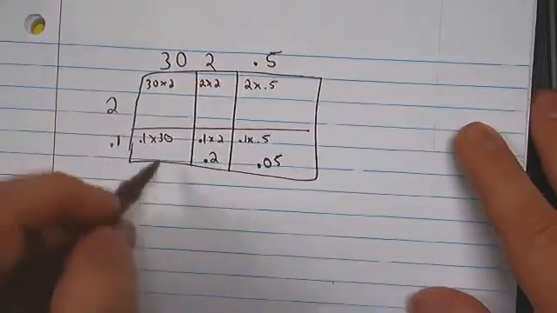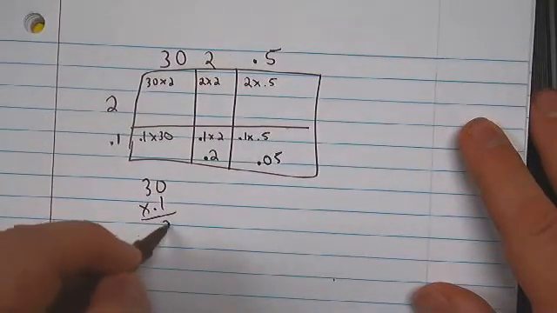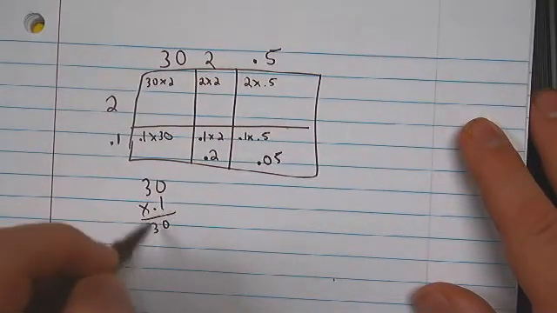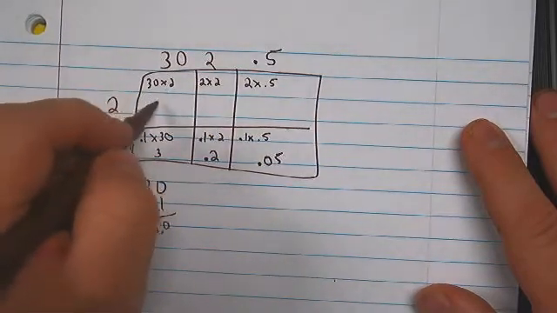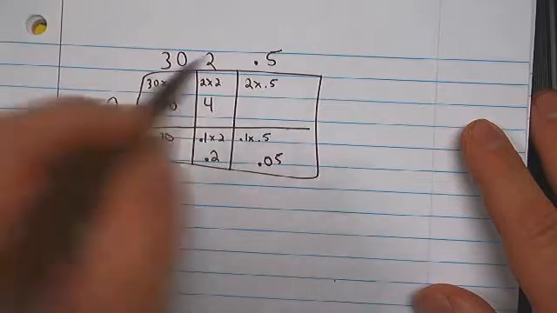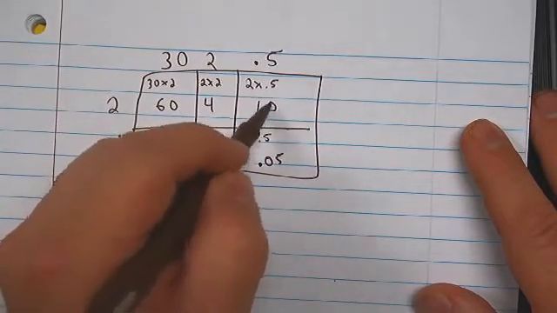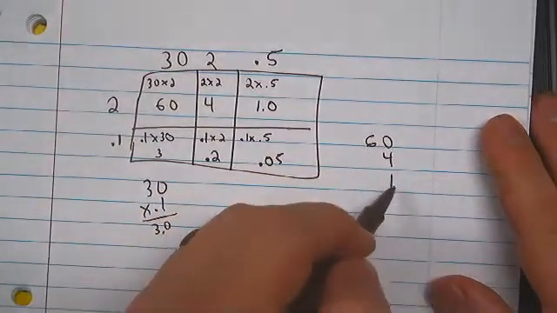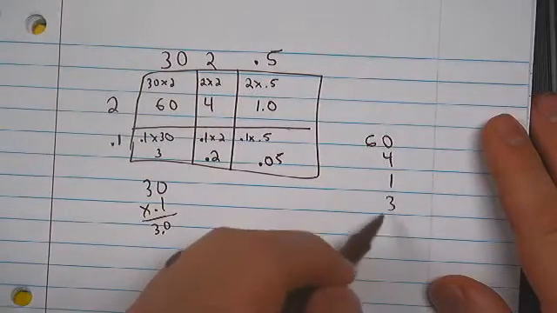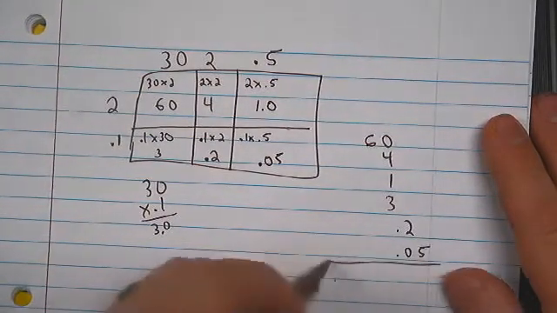1/10 of 30, that's like saying 30 times 1/10, right? 1 times 0, 1 times 3 with 1 decimal, so 3 wholes. This is 30 times 2, which is 60. 2 times 2, which is 4. 2 times 5/10, which is going to be 10/10, which is 1 whole, right? So let's add all that up. 60 plus 4 plus 1 plus 3 plus 2/10 plus 5/100.